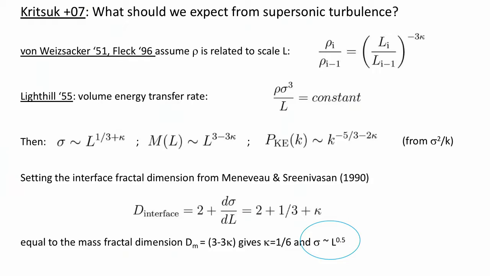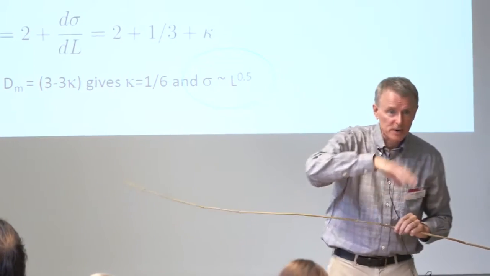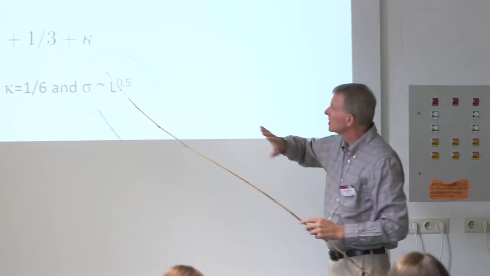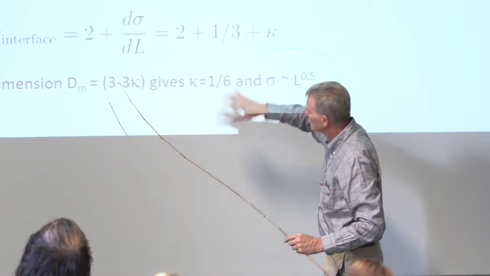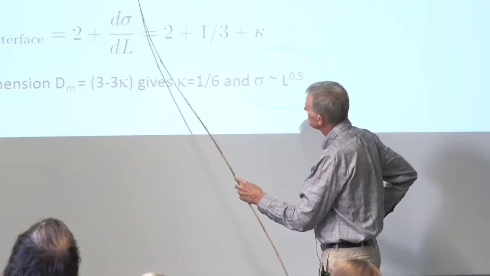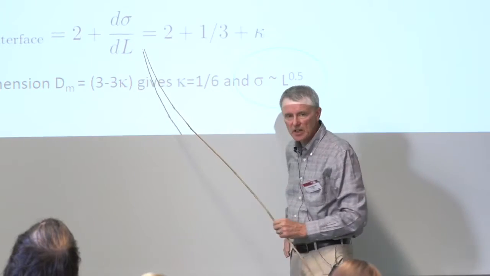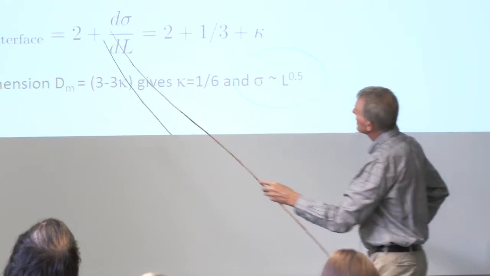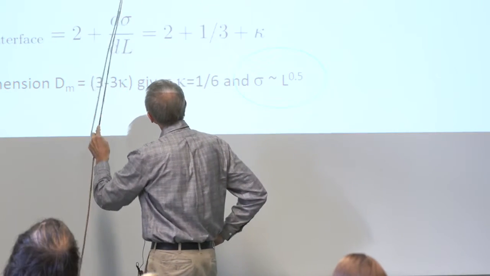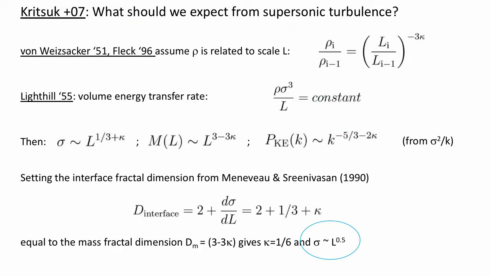Now then we look at something completely different. We look at just turbulence, like a stirring of paint in a bucket, or atmospheric turbulence, atmospheric clouds. And the fractal dimension of the interface between two layers of a turbulent fluid is 2 plus the gradient of the velocity, which brings in that kappa again. And if we say that the fractal dimension from the structure in the mass-size relation is the same as what you get from the stirring, we can solve for kappa, and that gives kappa of about 1/6, and therefore the velocity dispersion going as the square root of size.